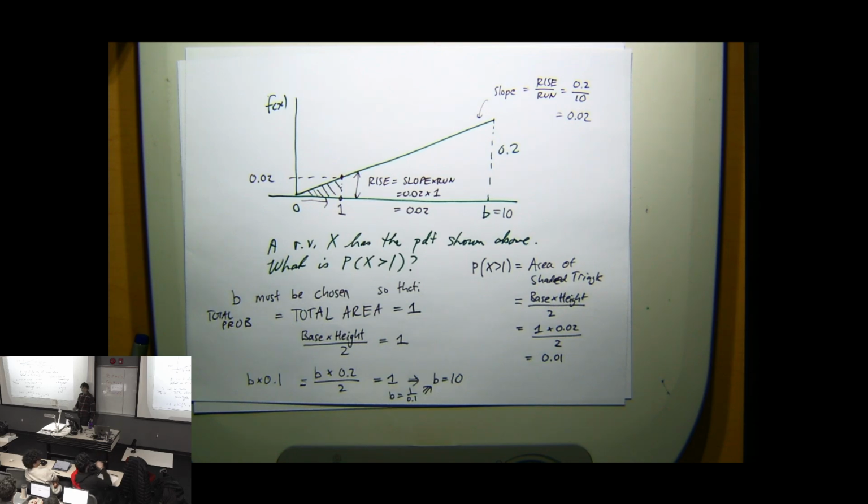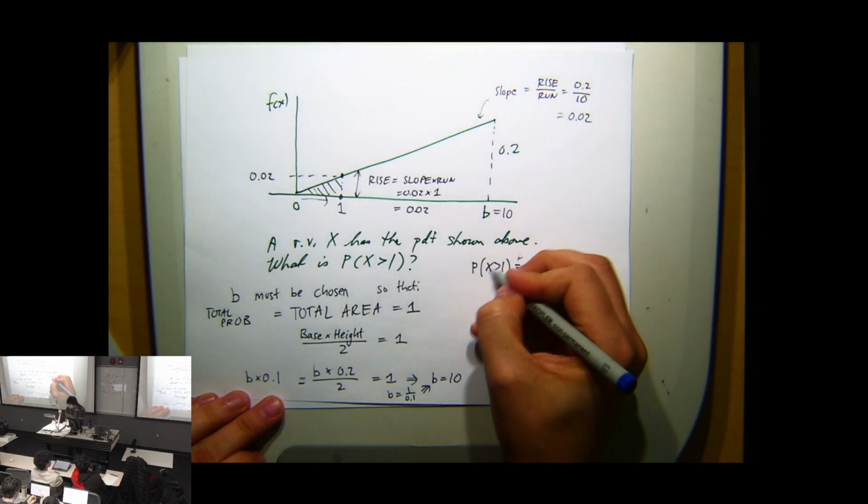Yes. That would be the probability that x is less than 1. Yeah, that's right. I did the probability of x bigger than 1, I said, is the area of the shaded triangle. This equal sign is not right. I actually did the probability that x is less than 1.